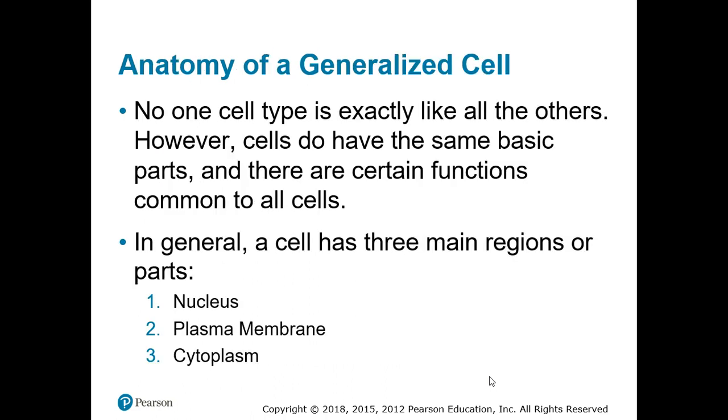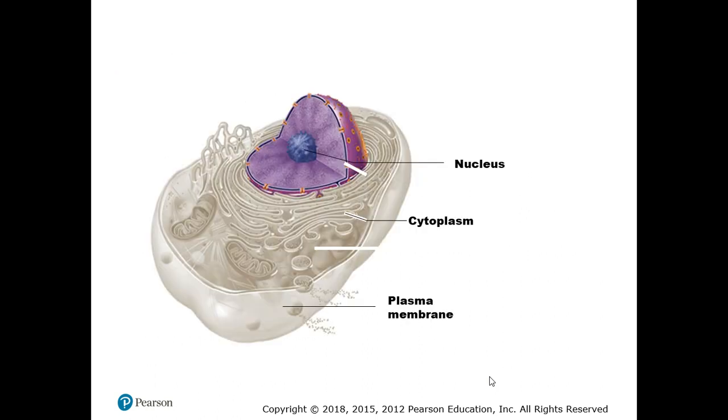From here, we're going to start talking about the anatomy, or what the structures are, of a generalized cell. While no one cell type looks exactly like the others, there are some basic parts that all cells have in common and that serve certain functions. So in general, the cell is going to have three main regions that we're going to talk about today. The first is the nucleus, then we have the plasma membrane, followed by the cytoplasm. We're going to begin by talking about the nucleus, which right here in this image is going to be purple.